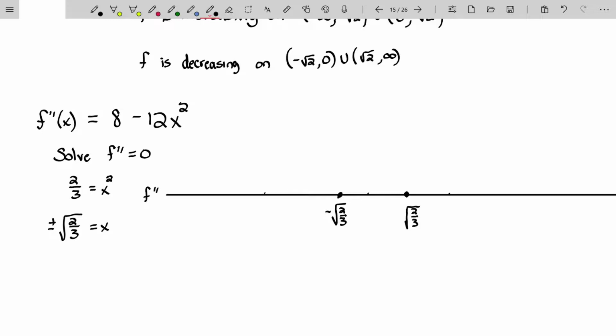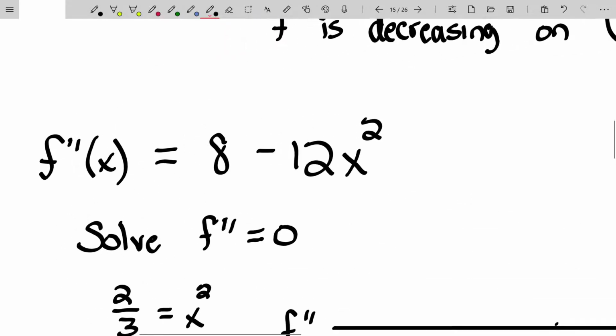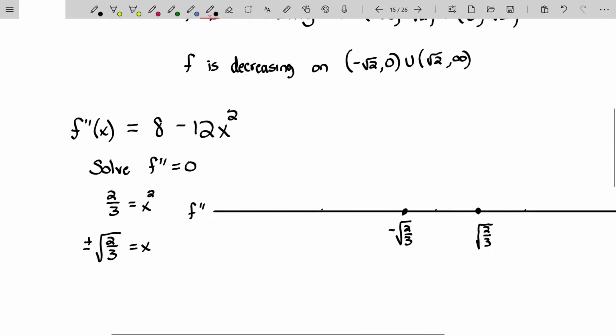All right. So we get to this point, and now we need to know what are the signs of the second derivative, because remember, we know now that our curve is concave up when the second derivative is positive and concave down when our second derivative is negative. So we have our second derivative staring at us right here. Pick wisely. For example, between negative root 2/3 and positive root 2/3, I'm going to test 0. And obviously that's 8, so that's positive.